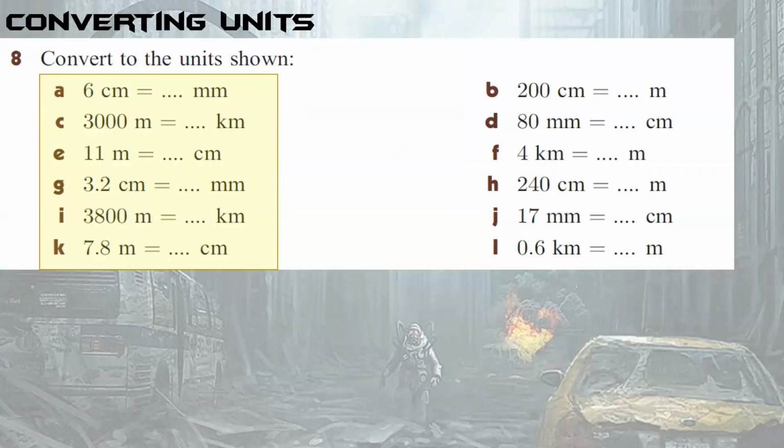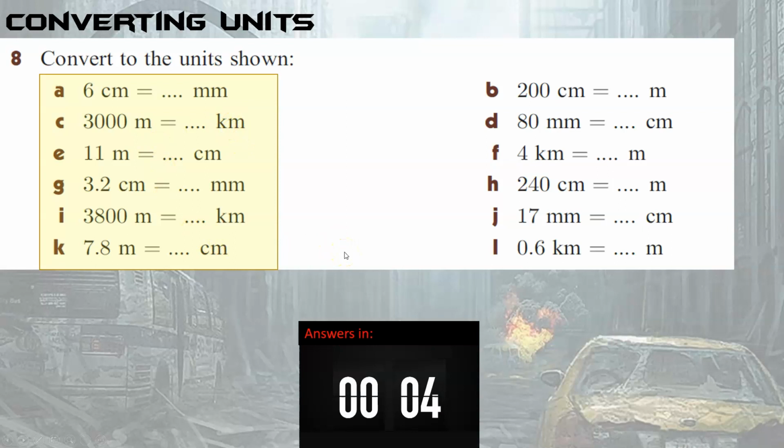Now have a go at this where we're converting to the units given. So here we've said 6 centimeters in millimeters, 3,000 meters in kilometers, so on and so forth. Answers will be up in 5 seconds for these questions.